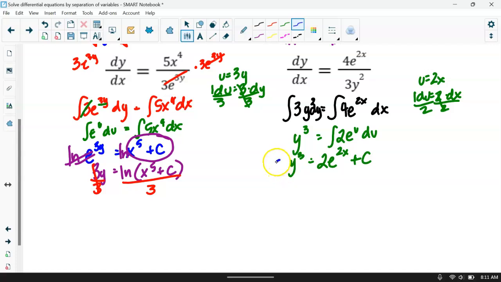Now all we have to do here is cube root. So y is equal to the cube root of 2e to the 2x plus c.